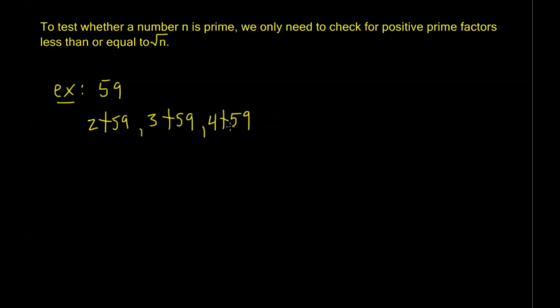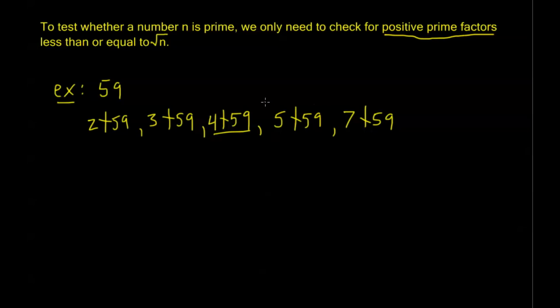But what's wrong with this? I did an extra step here, didn't I? I only need to check for positive prime factors. So this is an unnecessary auxiliary step, right? Now 5 doesn't divide 59. I don't need to check 6 because again it's not a prime factor. 7 doesn't divide 59. And we're done, right?